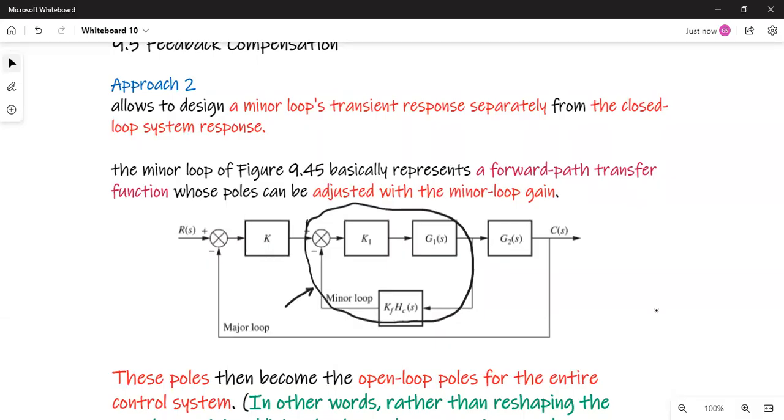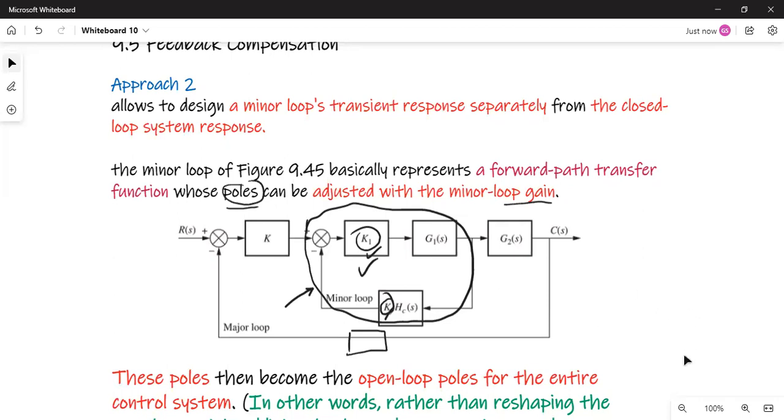So eventually, in the overall transfer function, it is not appearing in the feedback. From that aspect, we can consider this one to be a forward path transfer function. And we're trying to change the poles of that one by adjusting the gain of your minor loop. So in our minor loop, there may be K1 as well as KF. By changing these two, based on what is available, we'll try to adjust the poles of that loop, which is a cascade component in the forward path.